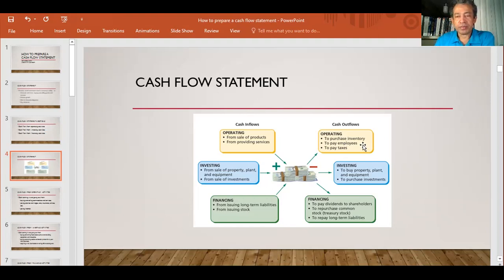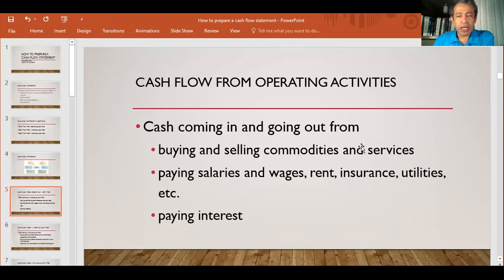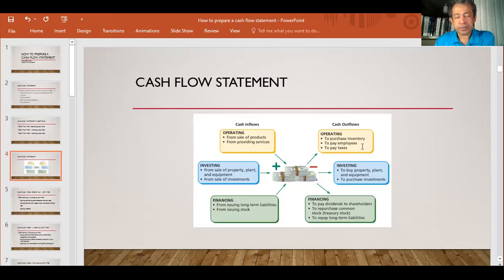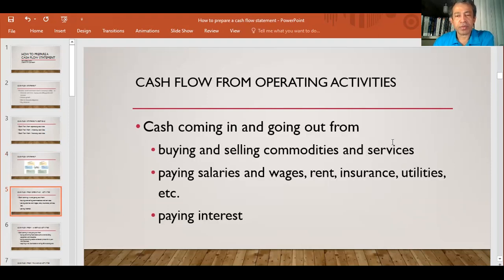All right, so these are the activities. I already explained these. You can see cash coming in and going out from buying and selling commodities and services, paying salaries, wages, insurance, utilities, and paying interest. So these are cash flows from operating activities. I've included most of the major ones, both the inflows and outflows.